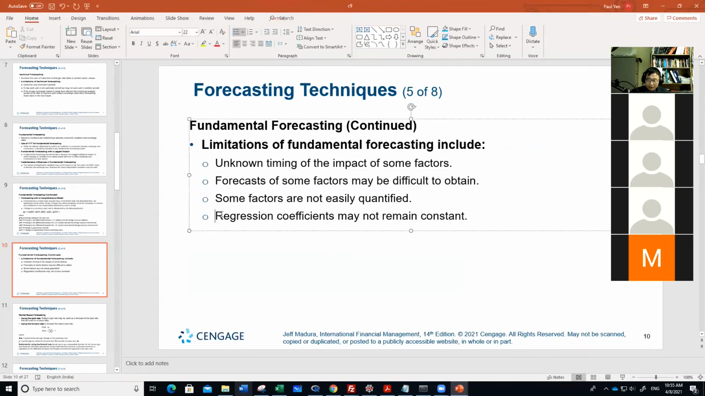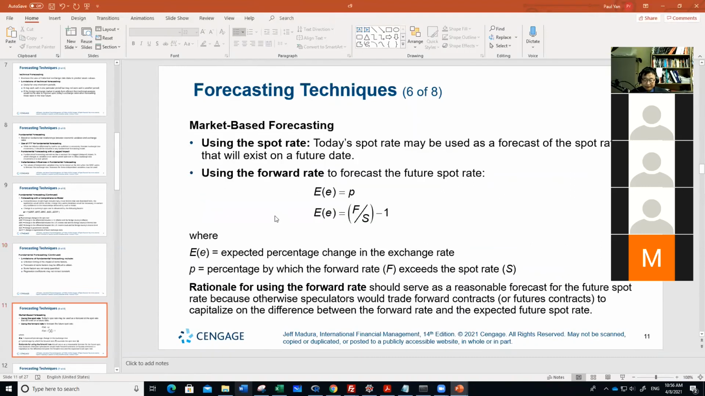And regression coefficients will not remain constant. Just like when we look at the international Fisher effect, if some researcher or practitioner wants to make a very good model, then they should cut the whole time period into several sub-periods. For example, when the economy is expanding, when the economy is in recession, or when the economy is in a normal time period. If they cut into different categories, then they have a much better result. So in terms of the international Fisher effect, we calculate alpha, the intercept, and beta, the slope, and depending on the time period, alpha and beta might be different. So this is fundamental forecasting.